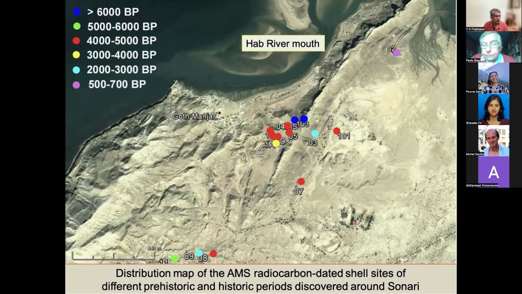So what we did that year when we went to the Hub River mouth was to GPS locate all the different scatters and concentrations of shells, collect one or two samples, that's enough, for radiocarbon dating, and have an idea what happened in the area. Next one.